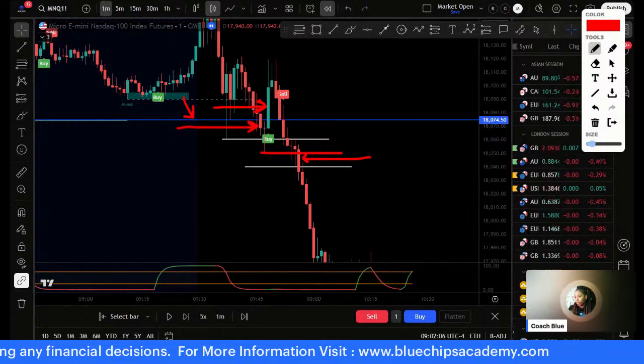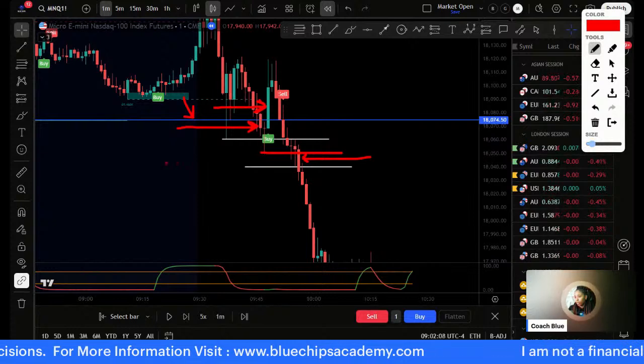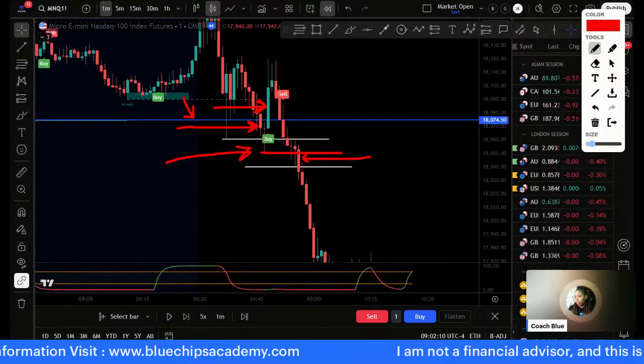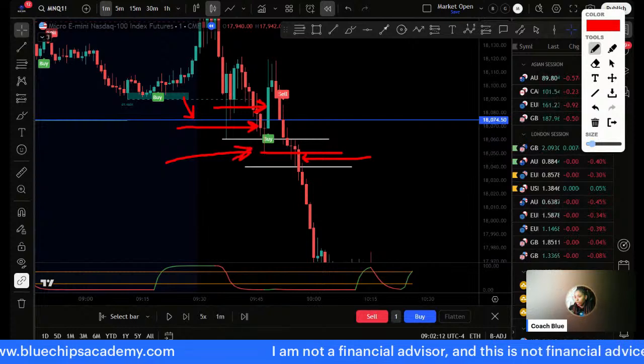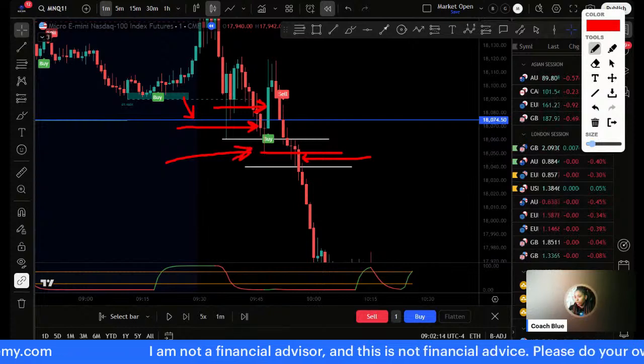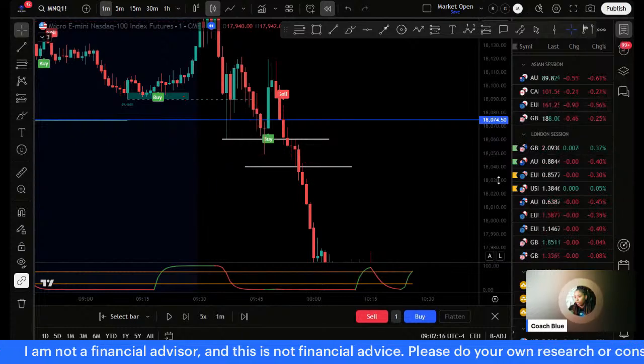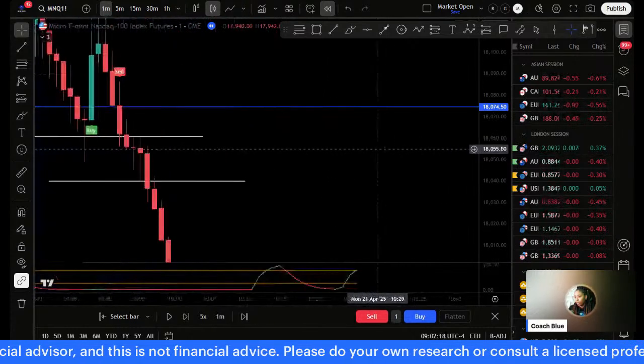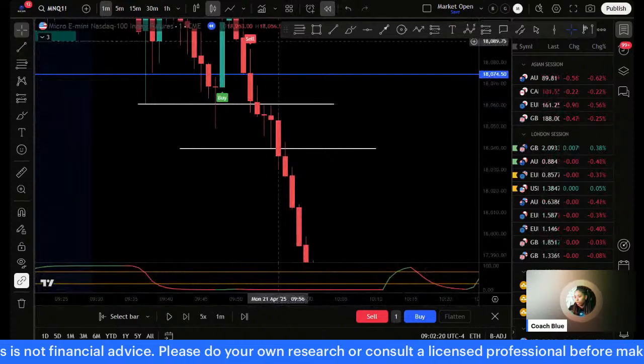And here's our continuation. It broke past this wick right here because that's where it found support, and it closed beneath that wick. So that requires some patience because these couple of candles here, let's go back.